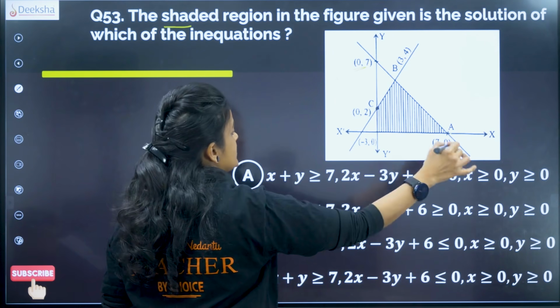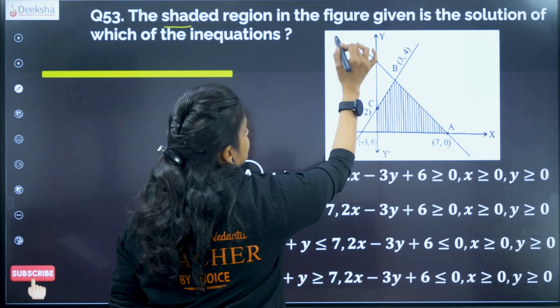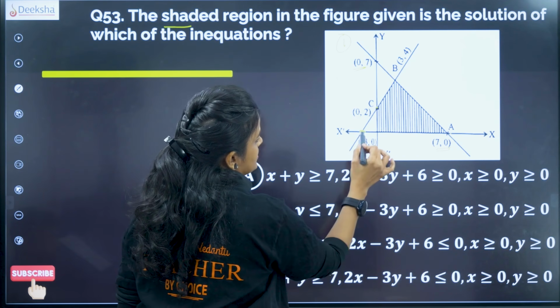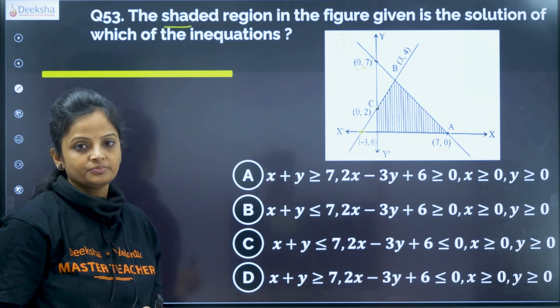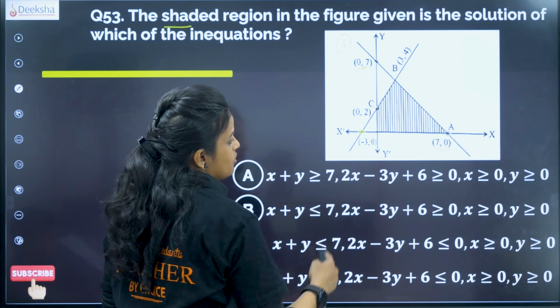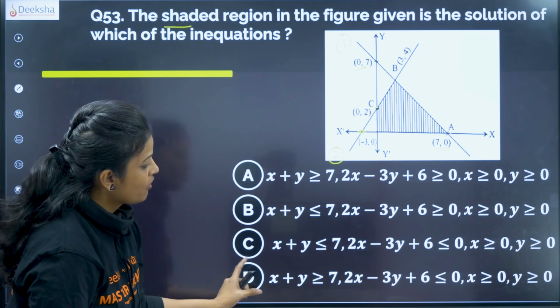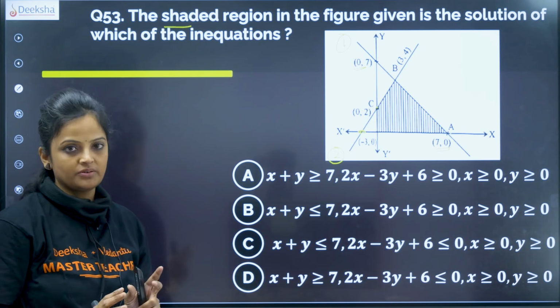So that is the first line they have given, and this point is taken here and one point is here. (0,2) is on the y-axis, (-3,0) on the x-axis. So this is the second line. All the lines are the same in the question.